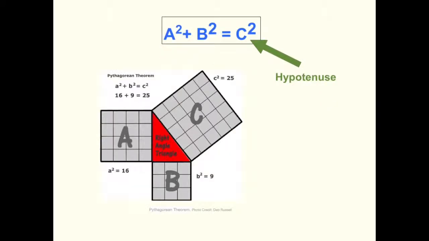Looking at this picture, we can see how this works. A and b are the two shorter sides. We can see that this base length is 3 units and the vertical length here is 4 units. If we square those two values, 3 squared gives you 9 and 4 squared gives you 16, and if we add all those squares together, that would give us 25 squares. Looking at the length of c here, we can see that it's 5 units long, and 5 squared gives us 25.